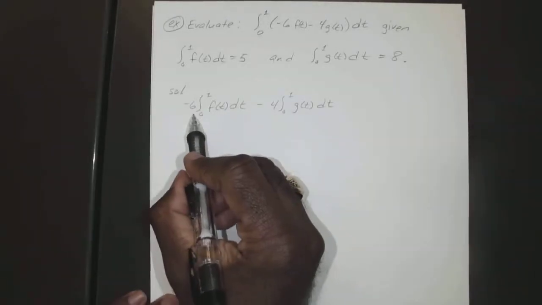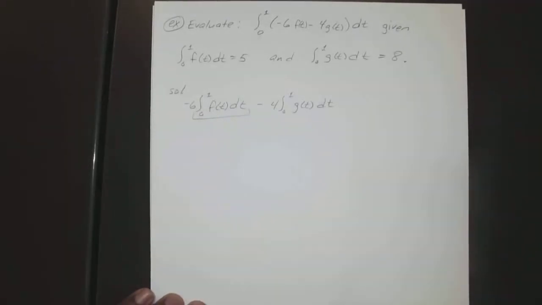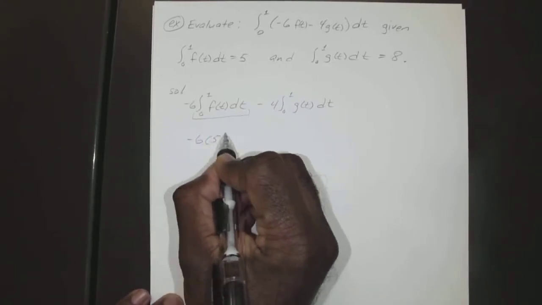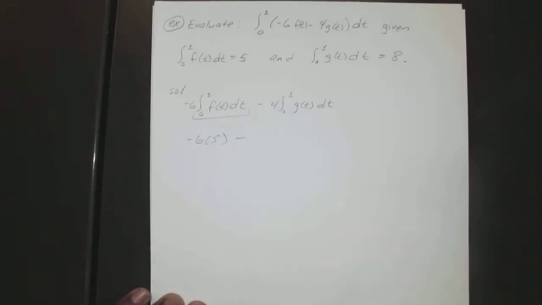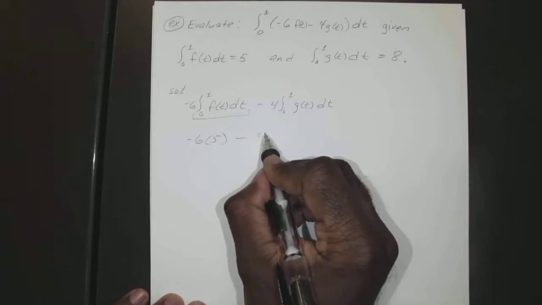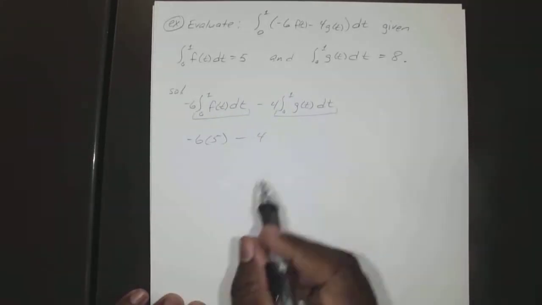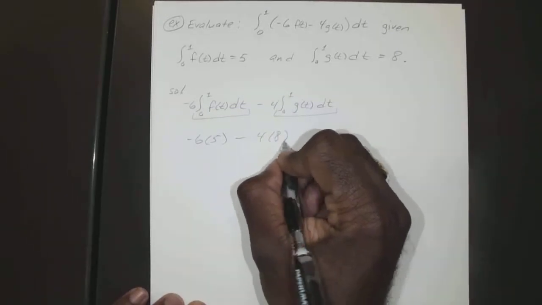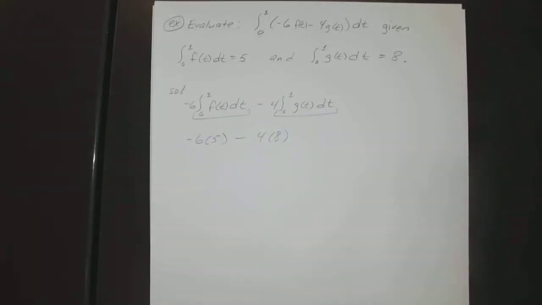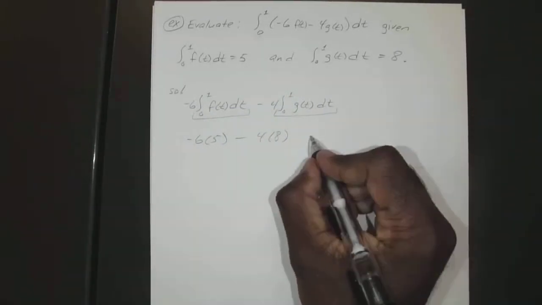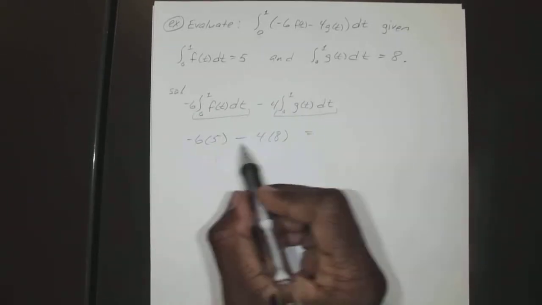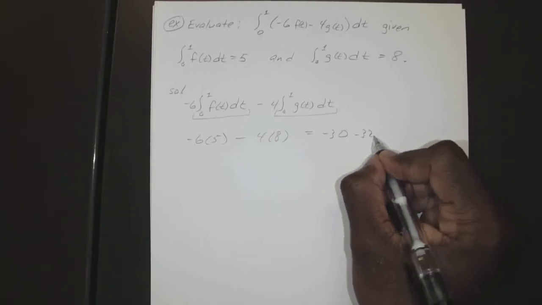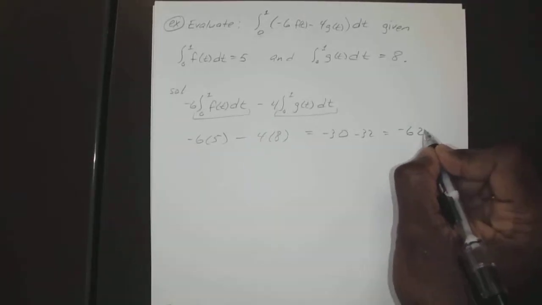Okay, so we know here the integral from 0 to 1 of f of t is 5, so that gives us -6 times 5 minus 4 times, and we know the integral from 0 to 1 of g of t is equal to 8. And then from there we just solve. Okay, so -6 times 5 is -30, minus 32, which is -62.